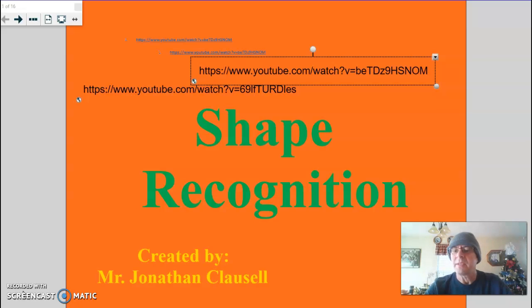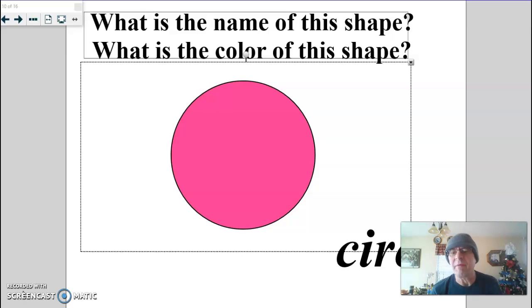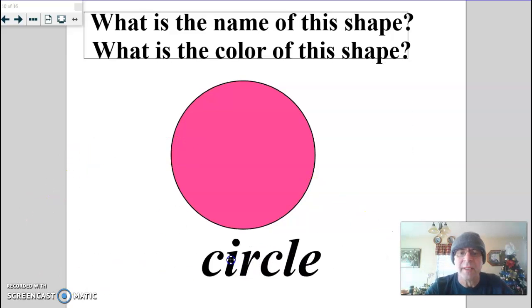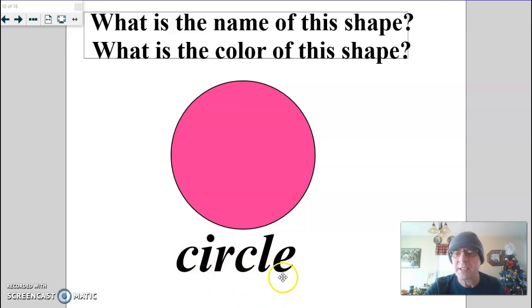We're going to talk about some basic shapes. Very simple. I got some videos for you to watch and a little worksheet to do. I hope everybody's doing a good job. Let's start with the shape everybody can recognize. That shape is a circle. Now look at this. Right here, this is how you spell circle.